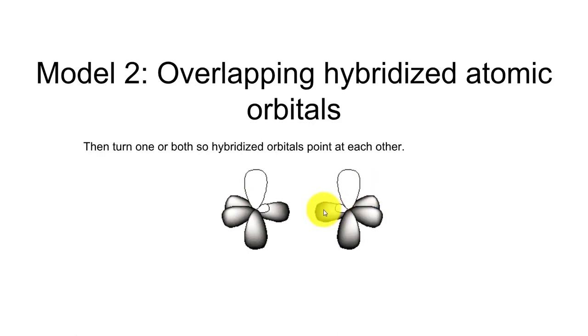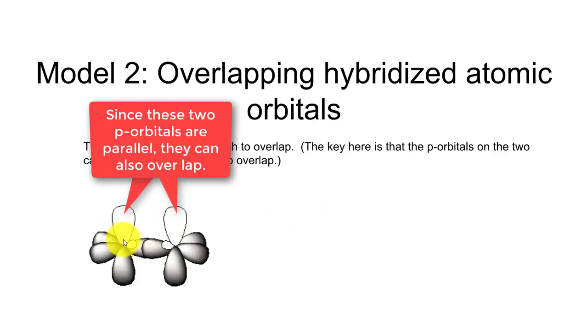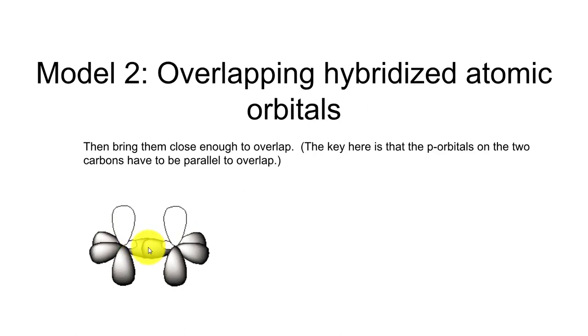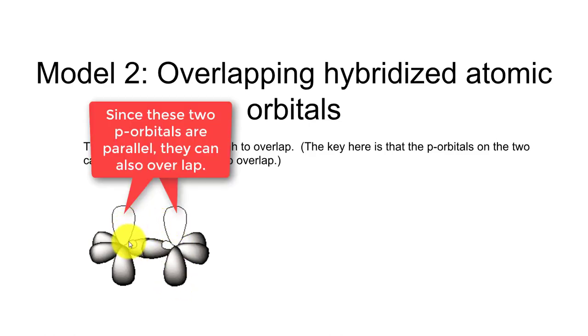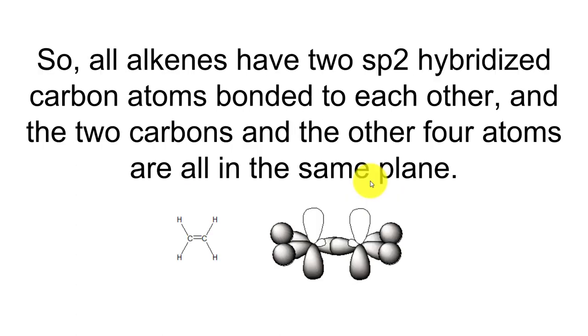Then you turn one of them so that these 2 orbitals point towards each other, and you draw them so they overlap. So notice that this is an sp2 hybridized carbon with its sp2 orbital overlapping with the sp2 orbital of another sp2 hybridized carbon atom. And notice that the p orbitals are parallel to each other. Then you do that for all the other atoms that are involved. In this case, since we're just doing hydrogens, that's easy. An s orbital there, an s orbital there, an s orbital there, and an s orbital there. So all alkenes have 2 sp2 hybridized carbon atoms bonded to each other, and the 2 carbons and the other 4 atoms are all in the same plane.